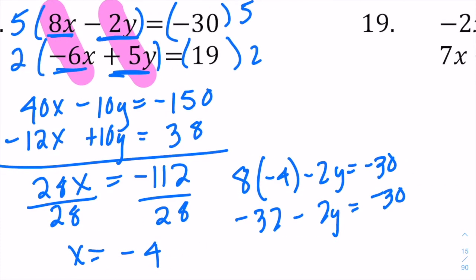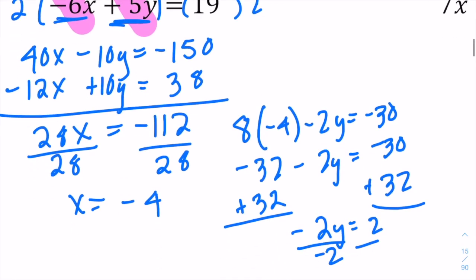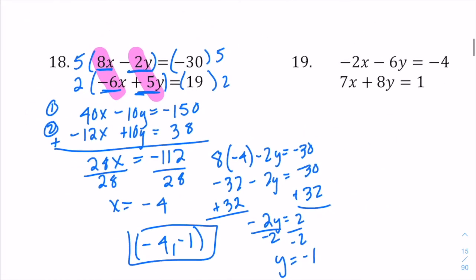Great. We can go ahead and add 32 to both sides. Negative 2y equals 2. So we divide both sides by negative 2. And we get that y is equal to negative 1. Terrific. So our answer is negative 4, comma, negative 1. That is the place where these two lines, these two equations, would intersect.